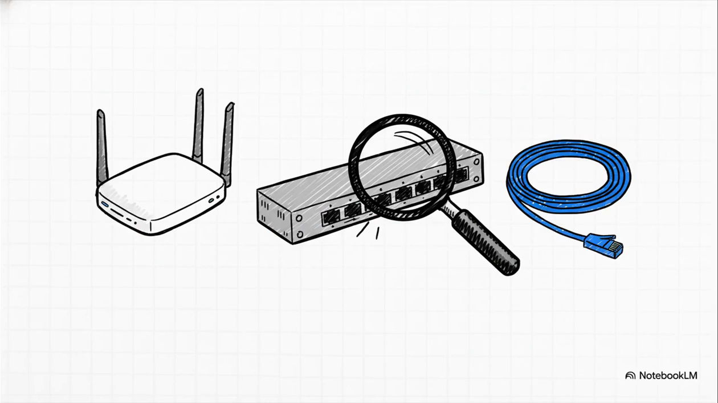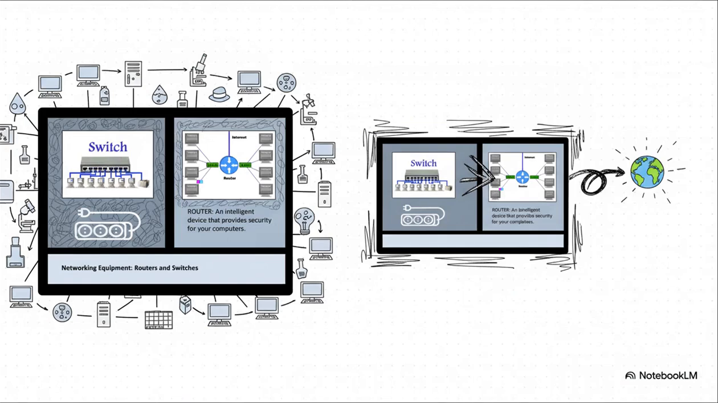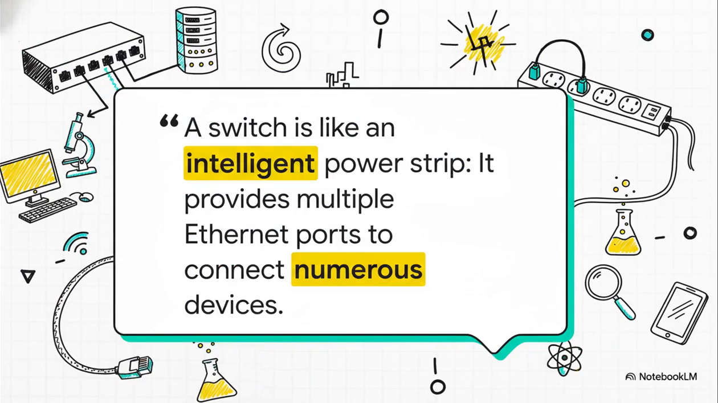All right, let's start with the physical stuff, the hardware. These are your first clues. Think of a router as the network's brain. It's in charge of security and traffic control. So the router talks to the internet, while the switch just connects everything inside your lab. Basically, the router directs traffic, puts up a firewall, and hands out local IP addresses. And the switch? Easiest way to think of it is a smart power strip for your network.